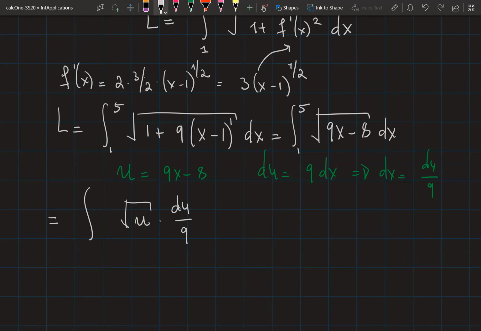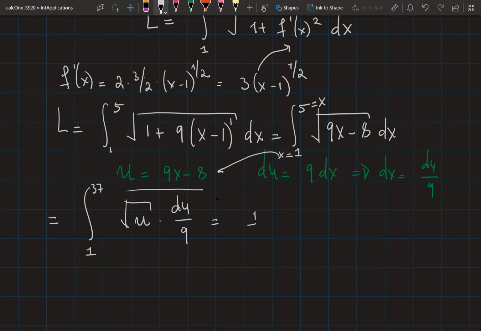And the other thing which we have to change is the borders of the integration, right? So if u is equal to this term, what is the value of u when x is equal to 1? We just need to substitute this to here. If you substitute x equal to 1, we're going to get again 1. So what is the value of u if x is equal to 5? I need to substitute this to here. So 5 times 9 is 45, minus 8 is going to be equal to 37. So now we just need to integrate this.